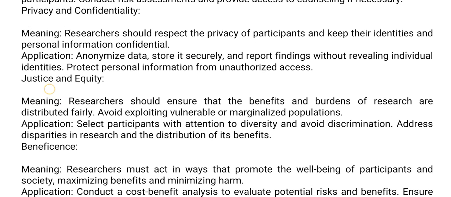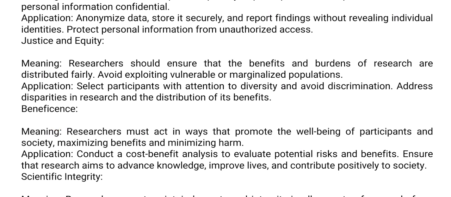Justice and equity. Researchers should ensure that the benefits and burdens of research are distributed fairly, and avoid exploiting vulnerable or marginalized populations. In application, select participants with attention to diversity and avoid discrimination. Address disparities in research and the distribution of its benefits.